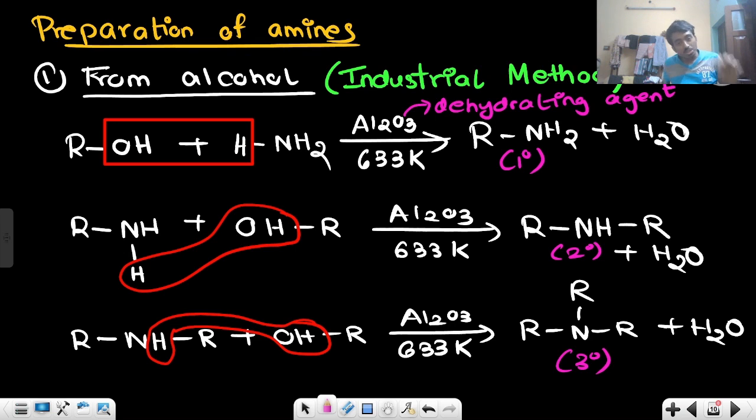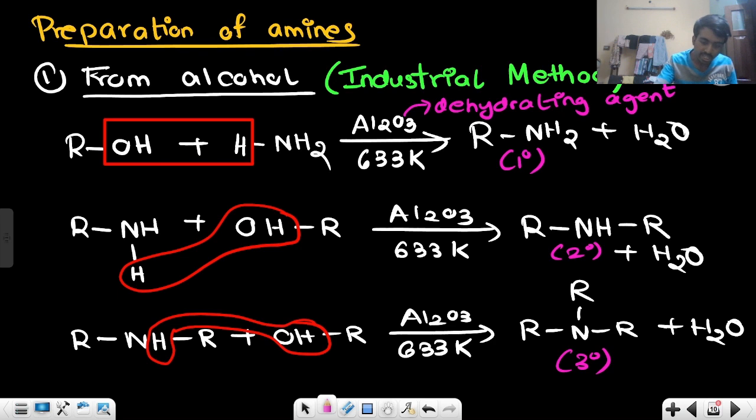So ROH plus NH3, that forms a 1 degree amine, right? So the first reaction of alcohol with ammonia gives a 1 degree amine. If that 1 degree amine further reacts with alcohol, it will form a 2 degree amine. If the 2 degree amine further reacts with alcohol, it will form a 3 degree amine. Clear or not clear? It's very simple. You have to remember the reagent, that is Al2O3 alumina at 633 Kelvin.